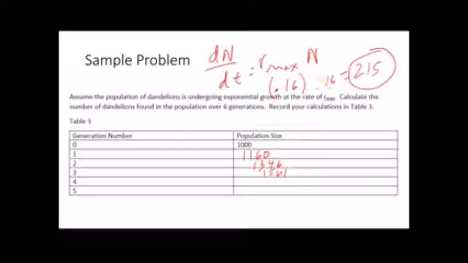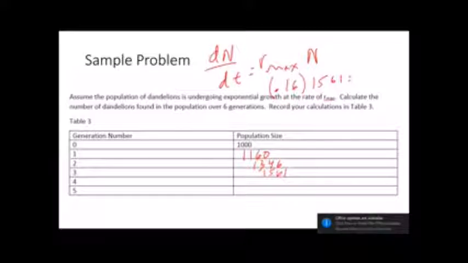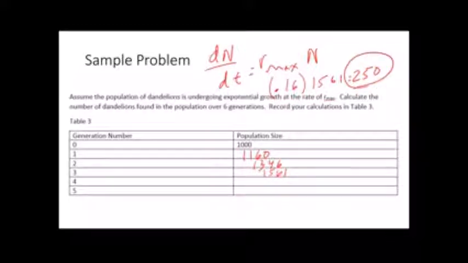Repeat that calculation for the next generation. So we'll take 0.16 times 1,561. That gives us 249.7, so we'll round that off to 250. So that's our population growth. We're going to add that to our population size after generation 3, 1,561. So 1,561 plus 250. So we're at 1,811.